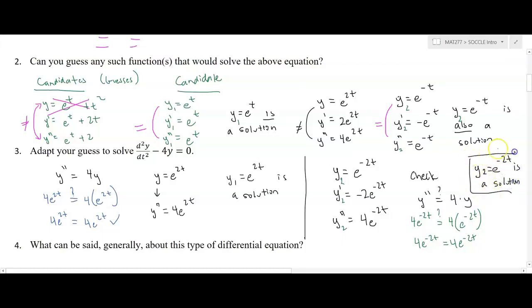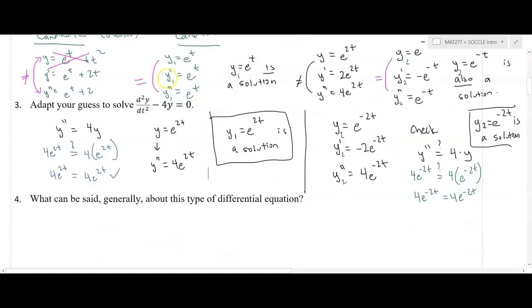Okay, well, right now, the fact that we have two solutions may raise a question in our mind as to, well, what do we do with the two solutions? Which one do we use? How do we use them? Do we use them both? Do we combine them in some way? And in short, the answer is yes, they do get combined, and you use all the solutions to form a general solution. Okay, so what can be said generally about this type of differential equation?